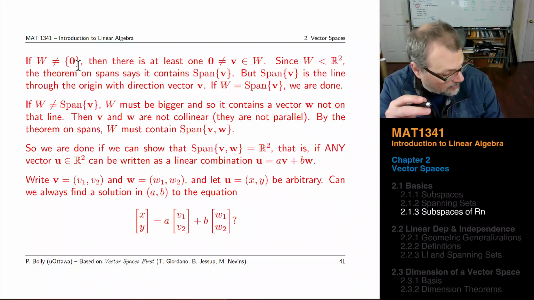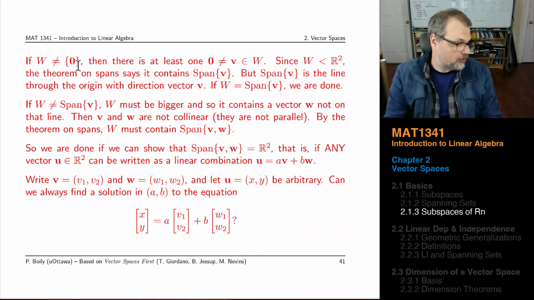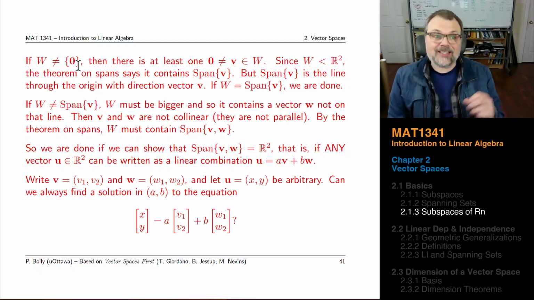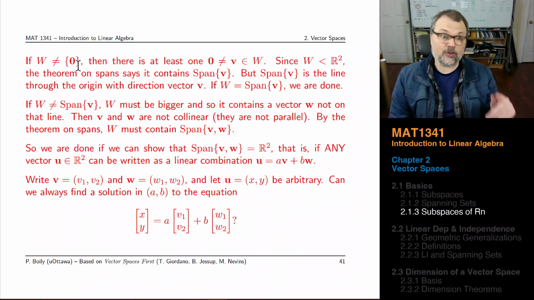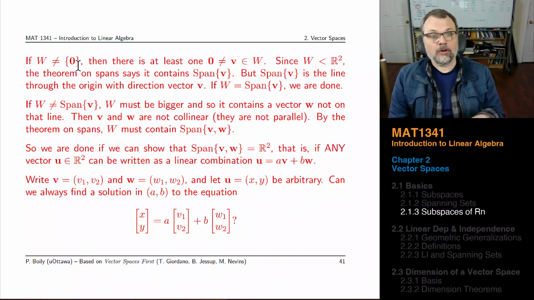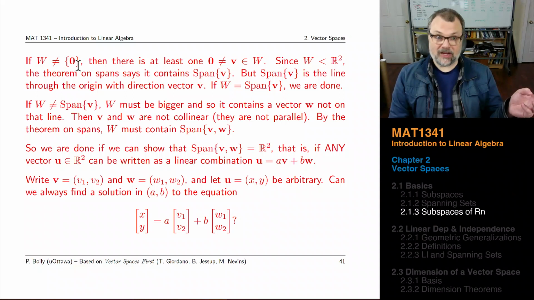You have that the subspace W was a line through the origin. So let's say that W is not the zero subspace and it is not the span of V, and we knew that V was a vector in W that wasn't zero. Then W must be bigger than the span of V.